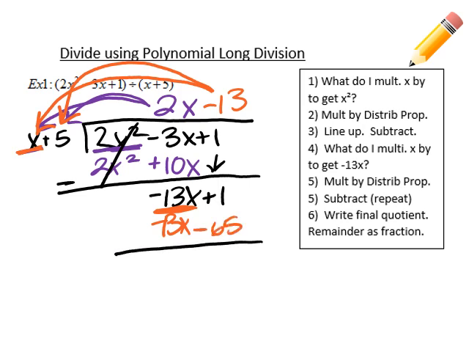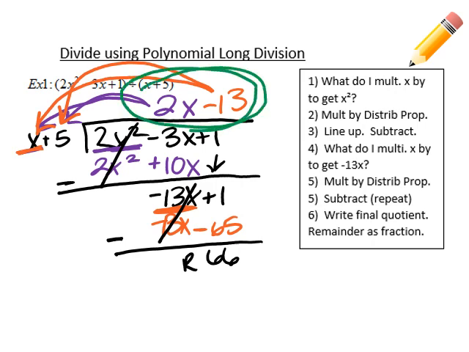I've multiplied everything, so let's draw a line underneath, subtract, and negative 13 subtract a negative 13 is 0. 1 subtract negative 65. Subtracting a negative becomes addition, so we have 66 remaining. Now I can't multiply x by anything to get a 66, so that is considered a remainder. So let's write out our quotient. What you have up top here is your quotient, which is 2x minus 13.